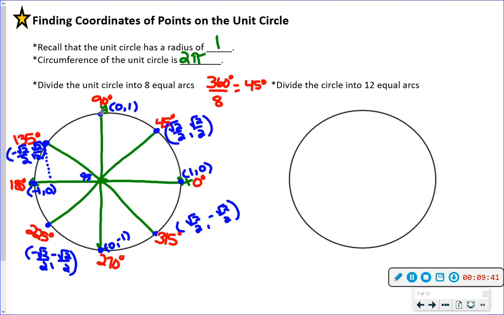Okay, divide it into 12 equal arcs. Because what's 360 divided by 12? Yeah, so this is going to give us all the 30, 60, 90 points. Okay, here we go. Let me try to square it up here for the center. And I'm going to draw, of course, x and y, just like the last one.